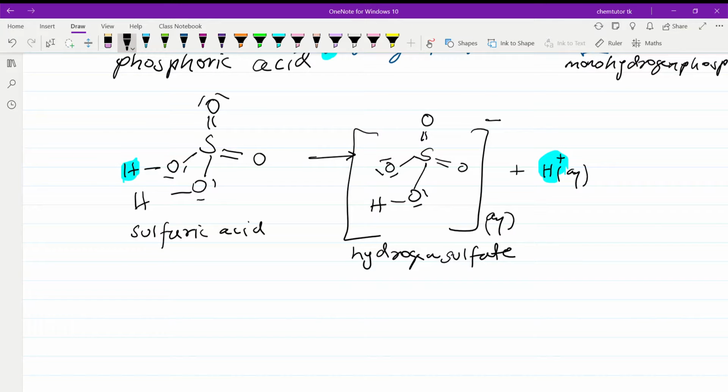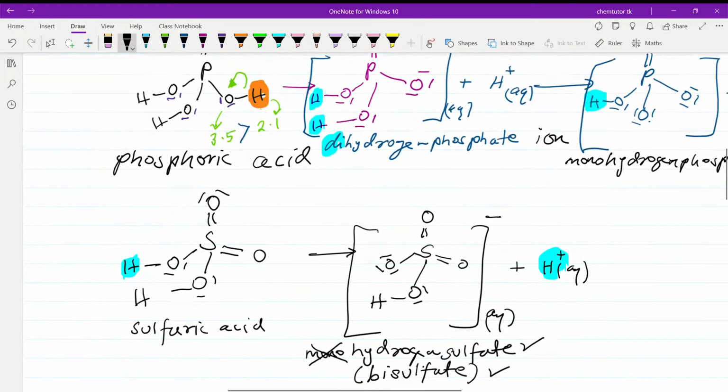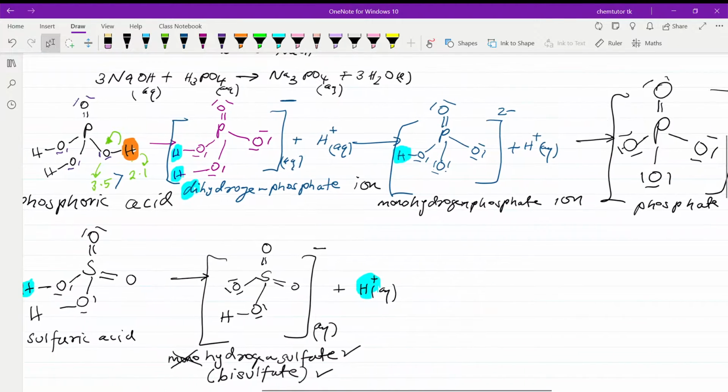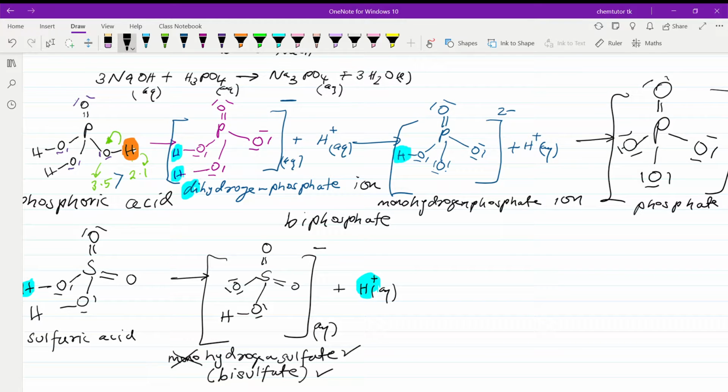Okay, here we won't use the word mono because it is only one hydrogen left, right? So you don't need to specify mono or di. Or there is another name for this one, bisulfate. You can use that one too. But there is no bisulfate or biphosphate. There is no biphosphate, not available, because there are two phosphates there, dihydrogen phosphate and monohydrogen phosphate.